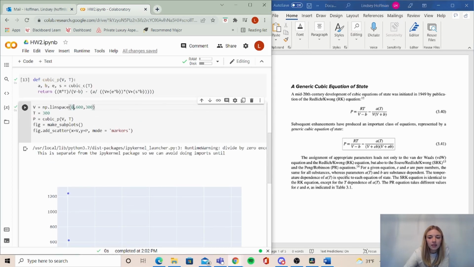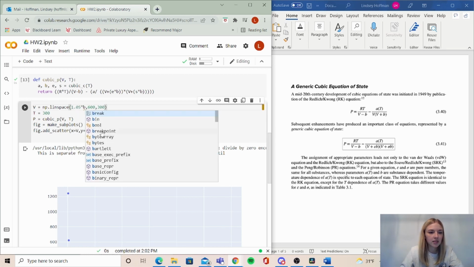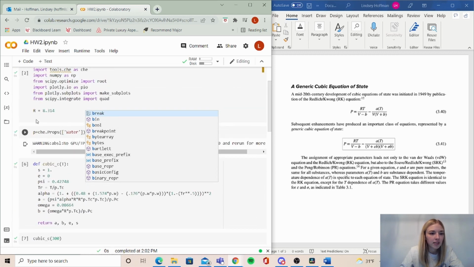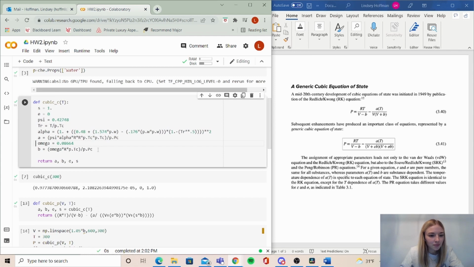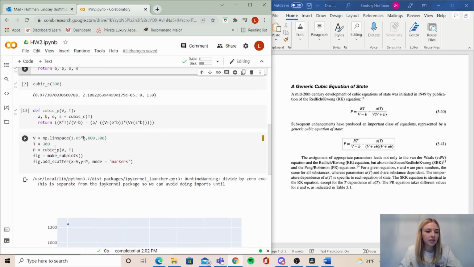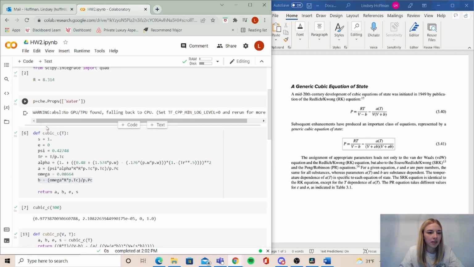So we want to make it larger than b, so we have a positive number in our denominator. So I'm just going to say 1.05 times b. And since b up here is, where's b? Here it is, local in this function here, we need to bring it down into what we're doing so that it can recognize it. And we're also going to need to bring in omega.